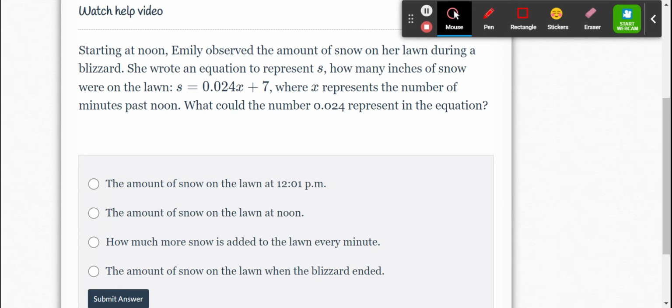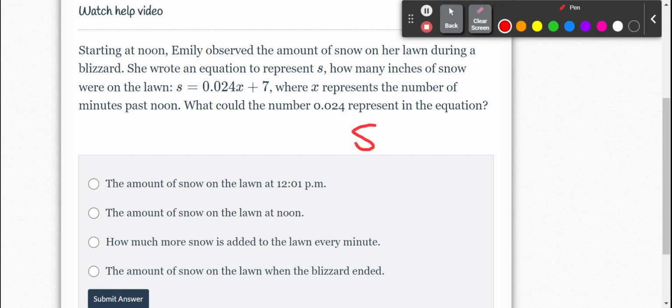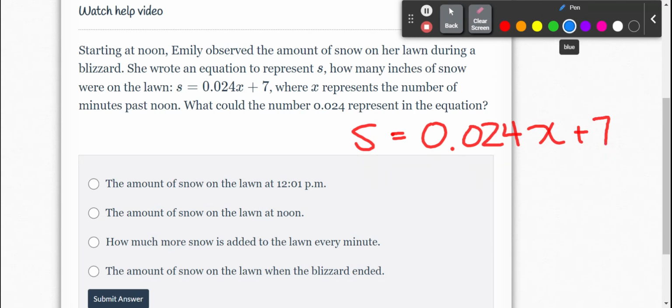S equals 0.024x plus 7, where x represents the number of minutes past noon. What could the number 0.024 represent in this equation? So here I'm going to just rewrite our equation. So we have S equals 0.024x plus 7. And the first thing I want you to do is identify the rate of change and the constant, because that'll help us kind of piece together what's going on here.